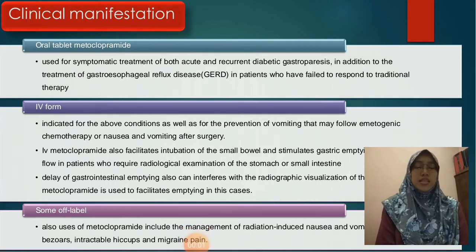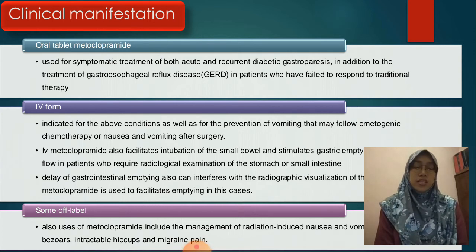So next is the clinical manifestations of metoclopramide. For oral tablet metoclopramide, it is often used for symptomatic treatment of both acute and recurrent diabetic gastroparesis, in addition to the treatment of GERD in patients who have failed to respond to traditional therapy. Meanwhile, the IV form is indicated for the above conditions as well as for the prevention of vomiting that may follow emetogenic chemotherapy or nausea and vomiting after surgery. It also facilitates intubation of the small bowel and stimulates gastric emptying in patients who require radiological examinations of the stomach or small intestine.